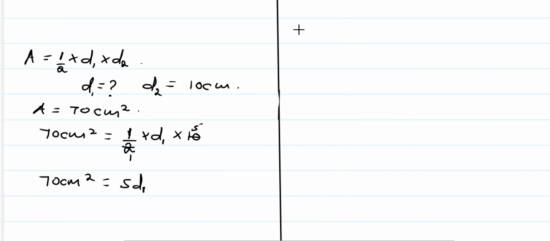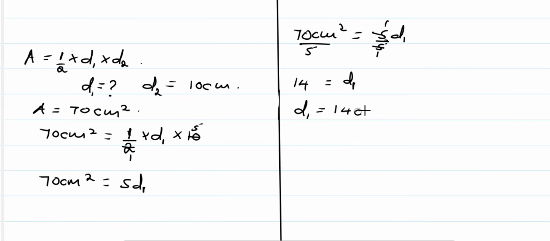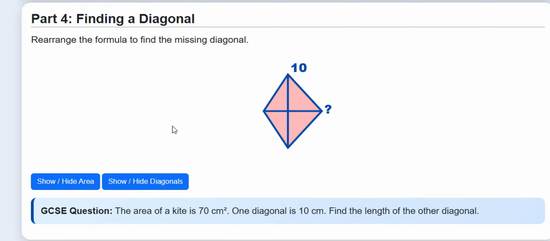To get D1, let me write it here. 70 centimeters squared is equal to 5 D1. To get D1, I need to divide both sides by 5. When I divide by 5 on both sides, 70 divided by 5 is 14, and 5 divided by 5 is 1. So D1 will be 14. So D1 is 14 centimeters. So the missing diagonal here is 14 centimeters.